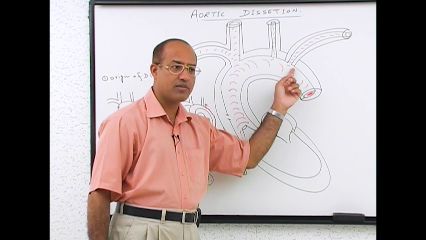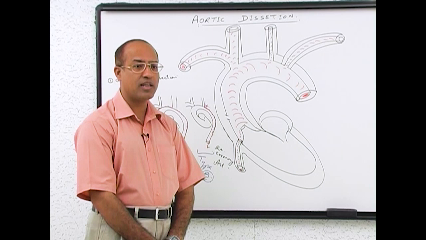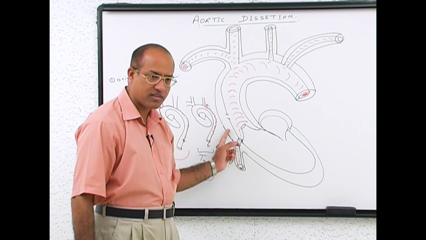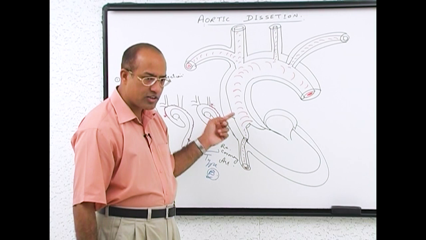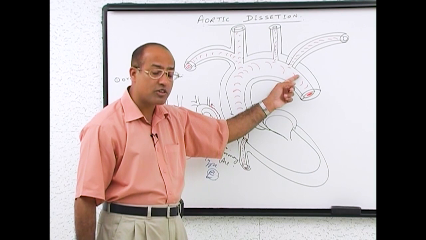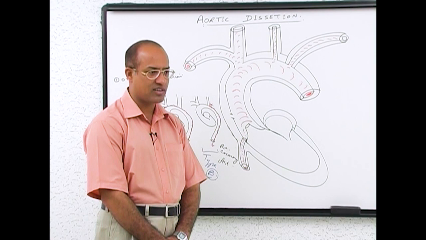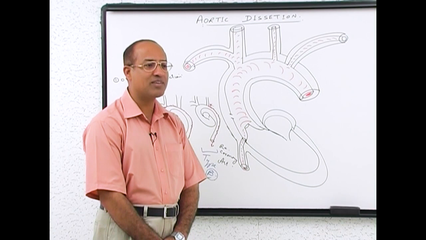You may be wondering why these two sites are so commonly involved in the origin of dissection. The answer is that these two points of the aorta are relatively fixed. Because they are relatively fixed, when a jet of blood hits the intima just in the root of the aorta, or just distal to the left subclavian origin, it has a tendency to produce an intimal tear. Am I clear? In other parts, the aorta is not so fixed. So when there is an extreme jet of blood, the aorta moves with the jet and does not allow the tear. Am I clear?